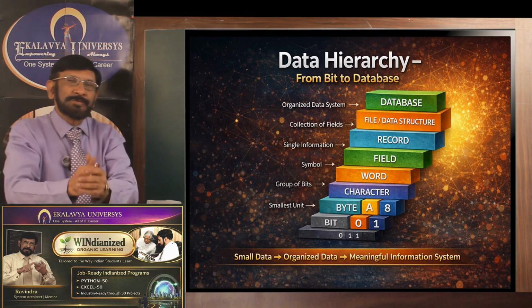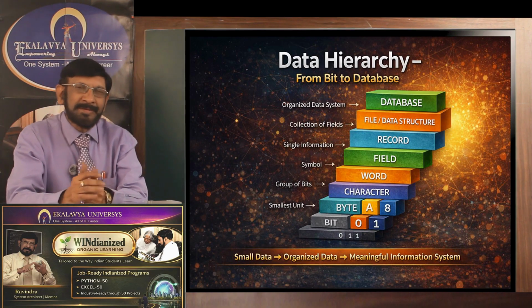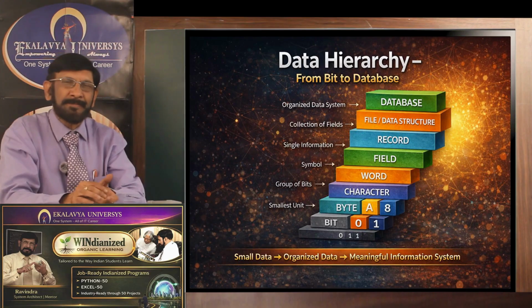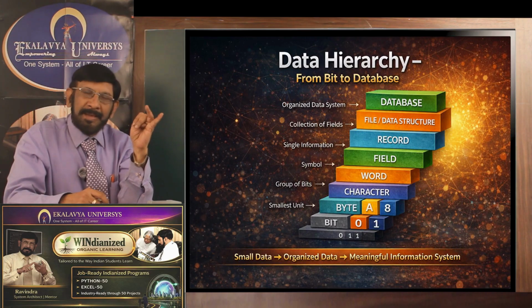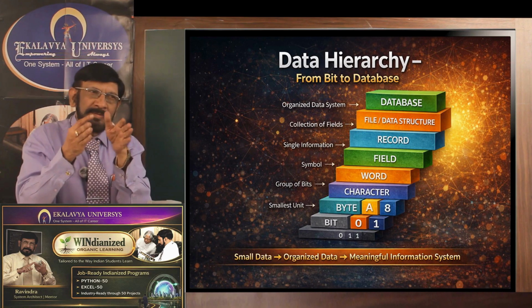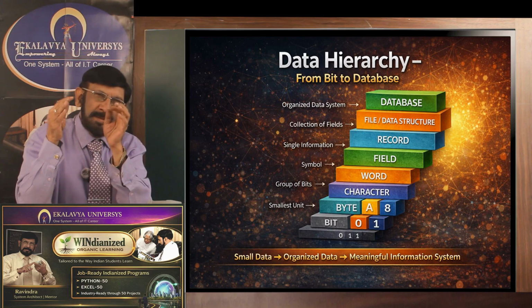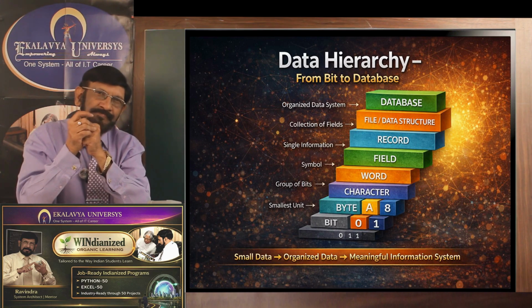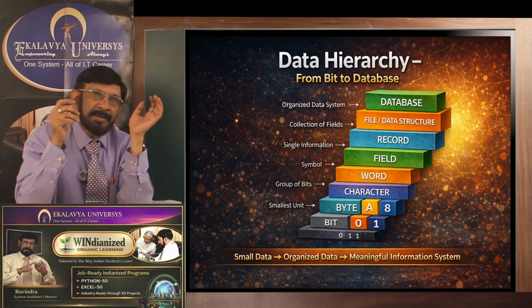Now, let's come to this. Data hierarchy from bit to database. Actually, you can find many layers in this. There are 8 layers: bit, byte, character, field, record, file or data structure, and database. If you analyze that, small data is composed into organized data. Ultimately, it is developed as a meaningful information system like a banking system, etc. Now I explain everything in detail.